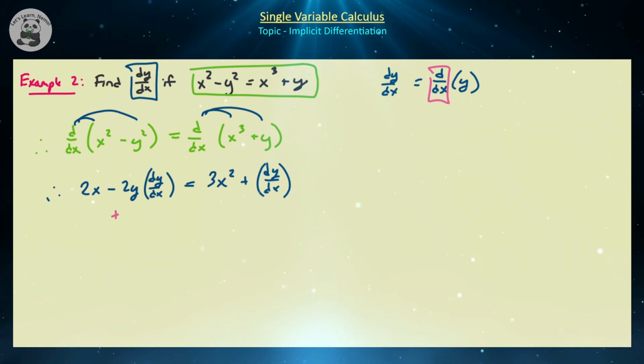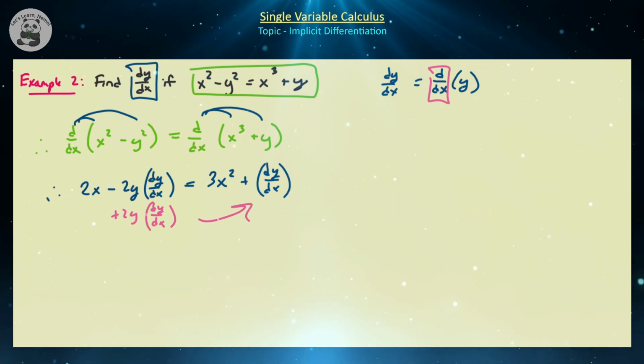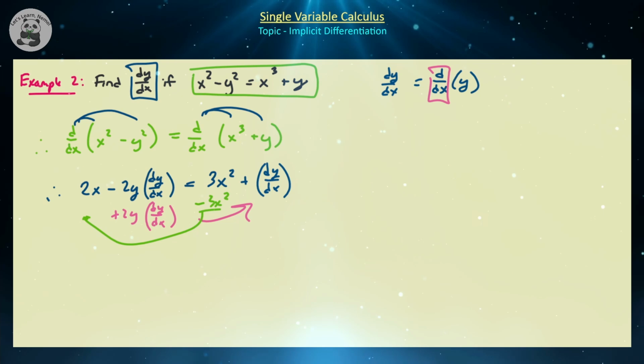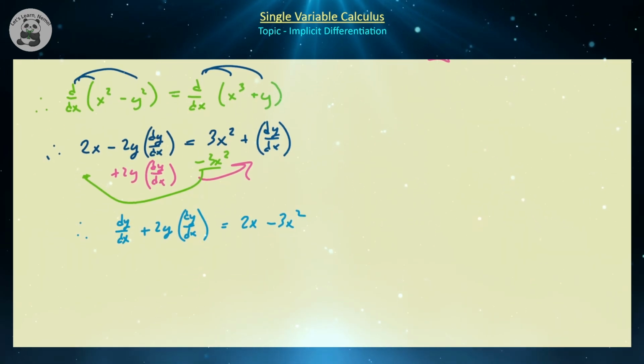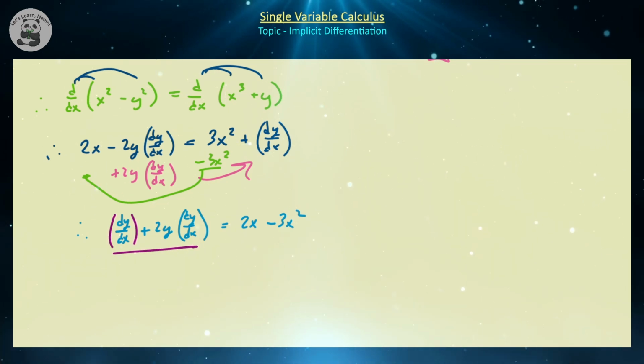So I'm going to add 2y dy over dx to both sides, and I'm going to subtract 3x squared on both sides. And what is that going to give me? Let's see, we're going to have dy over dx plus 2y dy over dx is going to be equal to 2x minus 3x squared. So once I have that, then I can factor out this dy over dx term out of the left-hand side.